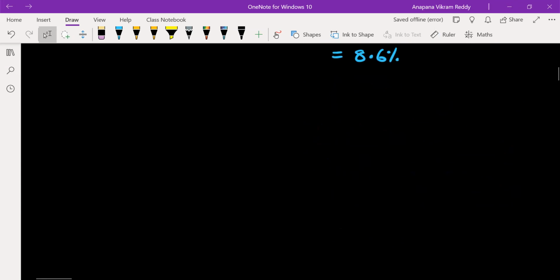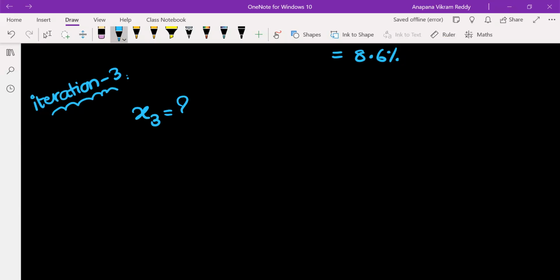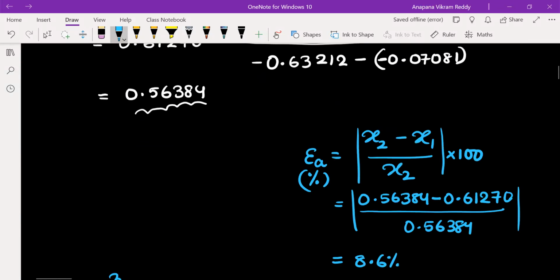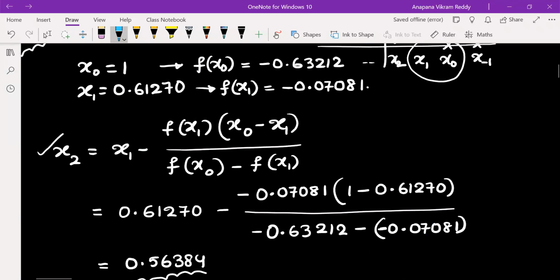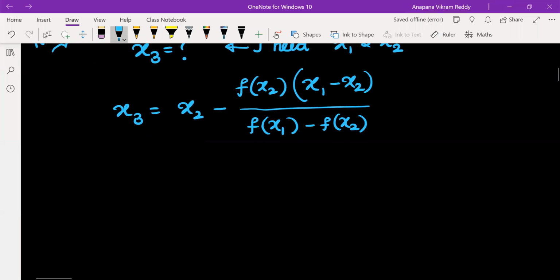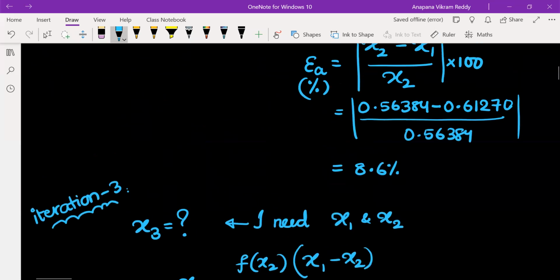Now, similarly, I'll find iteration number 3. I need to find x3. To find x3, what do I need here? I need x1 and x2, yes or not? Again, same story. x3 is equal to x2 minus f of x2 multiplied by x1 minus x2 divided by f of x1 minus f of x2. In the examination, I must do it this way. So again, we need to find what my x1 is here.